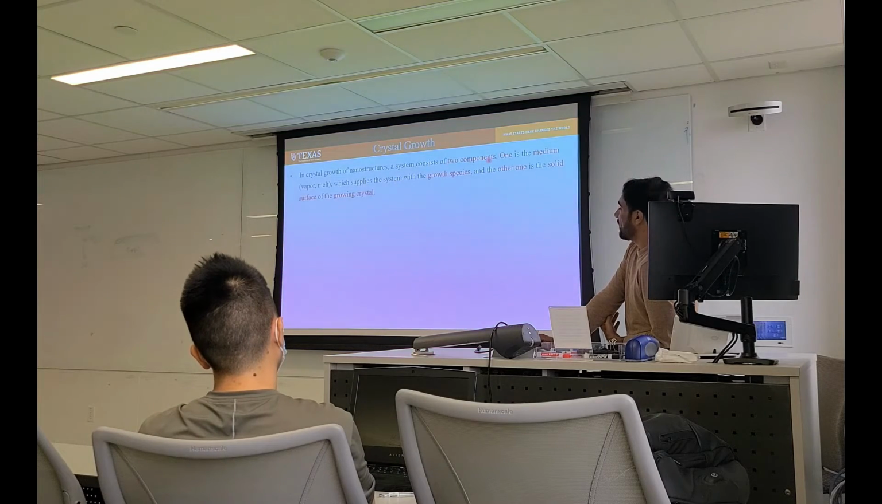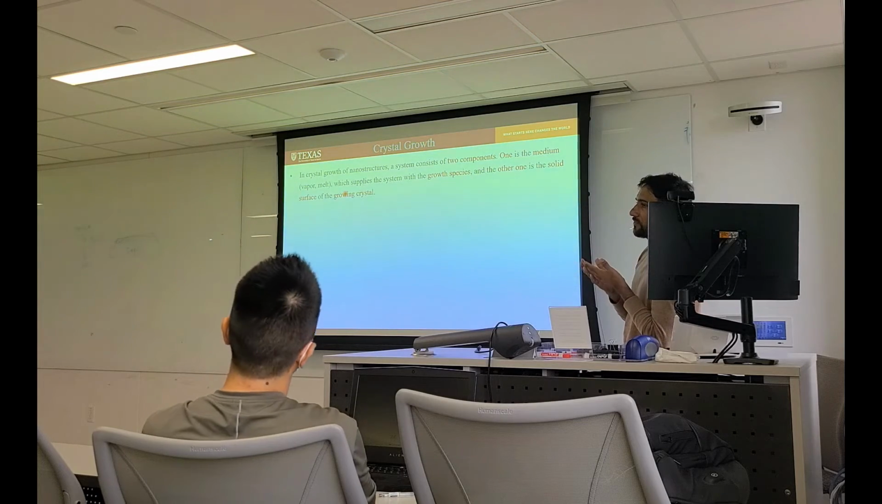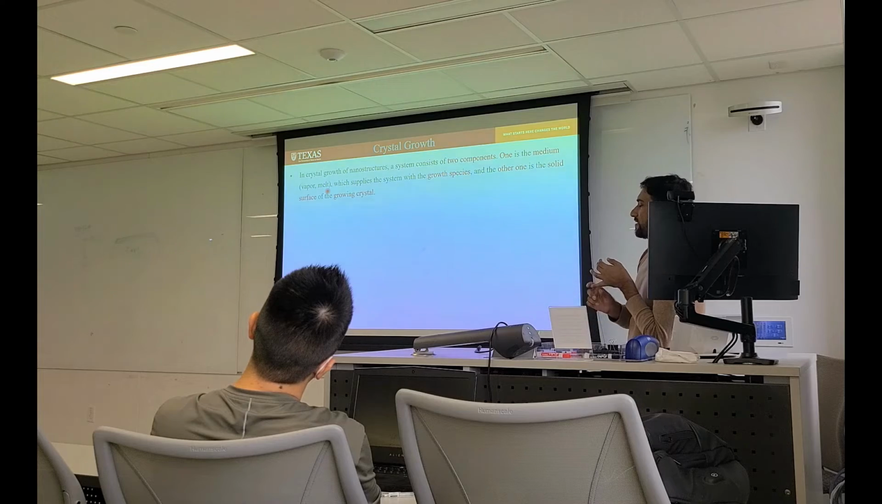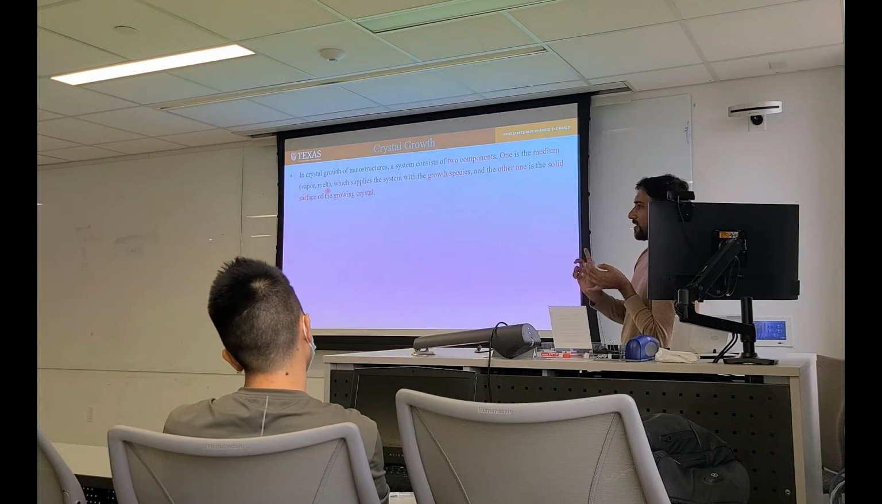A system consists of two components. One is the medium, like in the case of MOCVD, the vapor phase. So above the substrate, your source is in vapor form. Okay, so that is the vapor. Melt is actually another growth method, that is vapor-liquid-solid (VLS) growth mode. So I'm not talking about that.